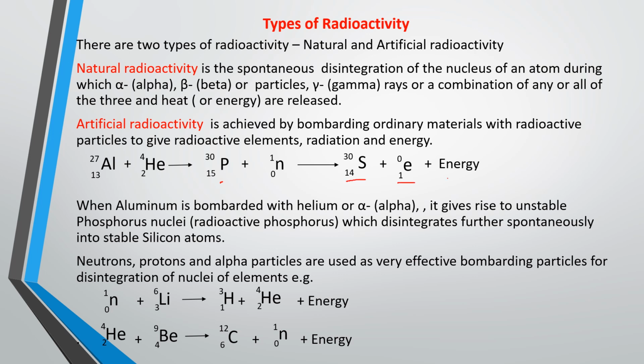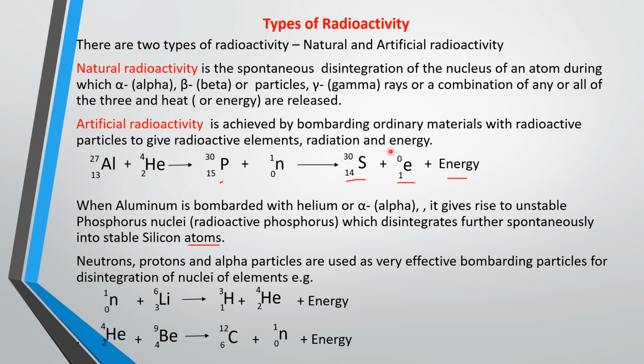So when aluminium is bombarded with helium alpha particle, it gives rise to unstable phosphorus nuclei, which is radioactive phosphorus. This now will disintegrate further spontaneously to yield silicon atom, which is stable. So this is a typical example of artificial radioactivity.